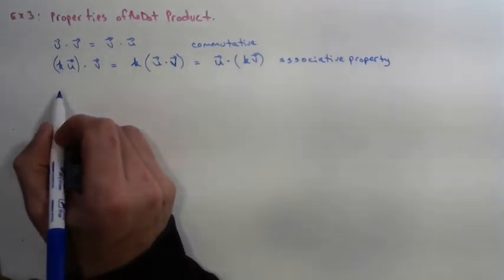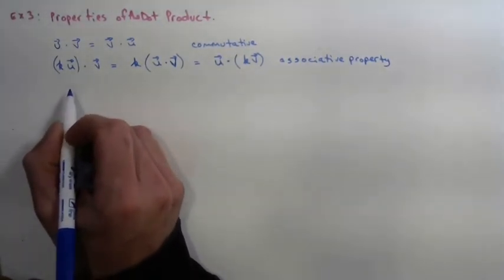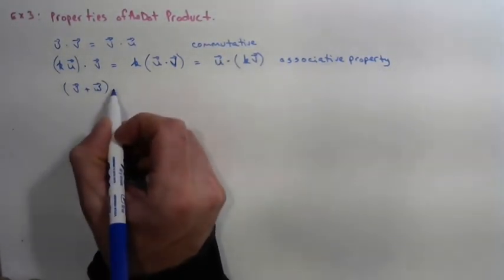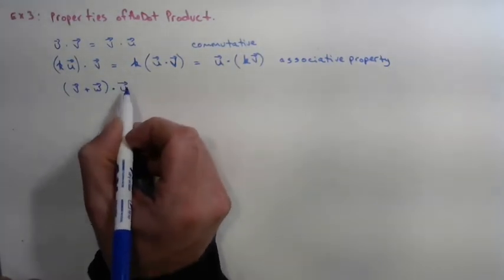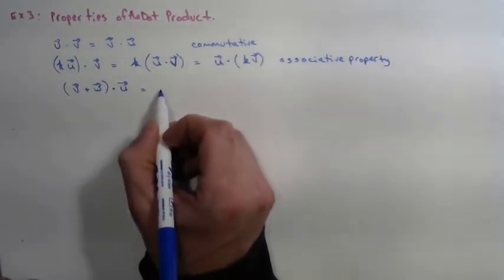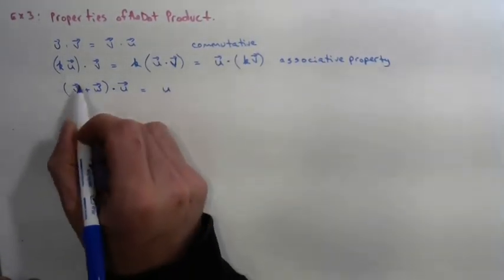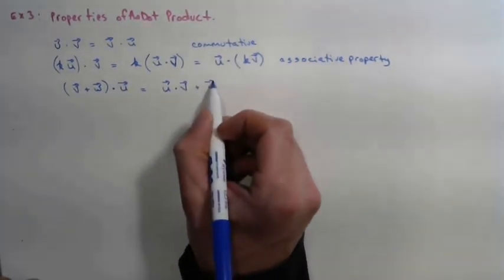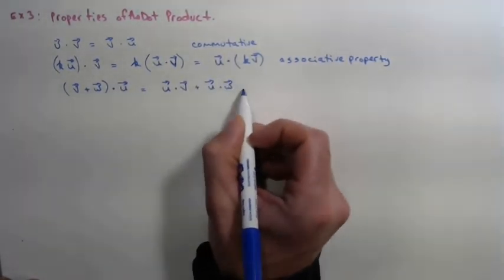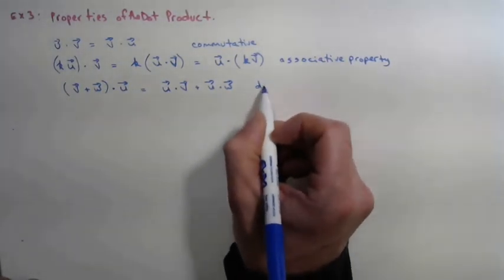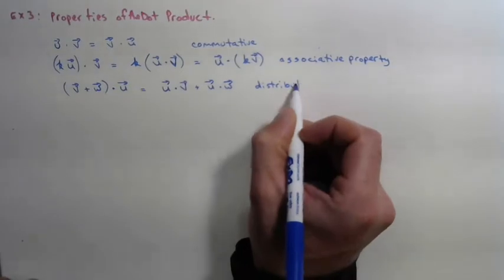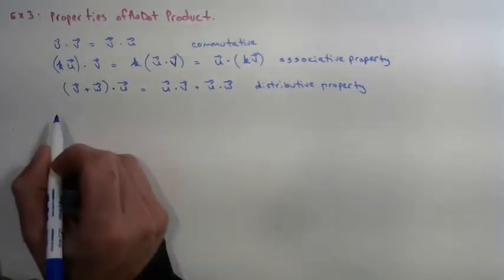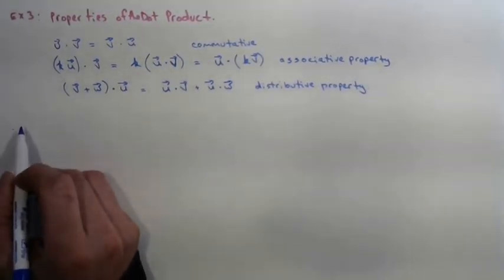The distributive property works as well. If you have the sum of vector v and vector w, dot product with vector u, this is the same as distributing: u dot v plus u dot w. This is the distributive property, not product, distributive property.